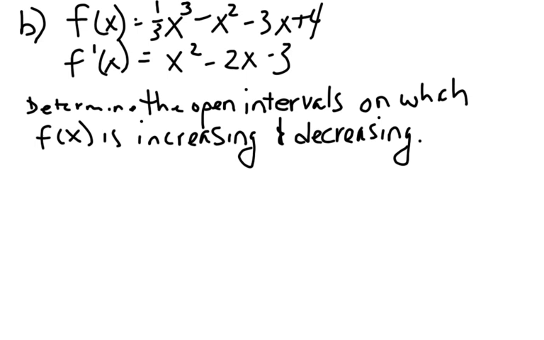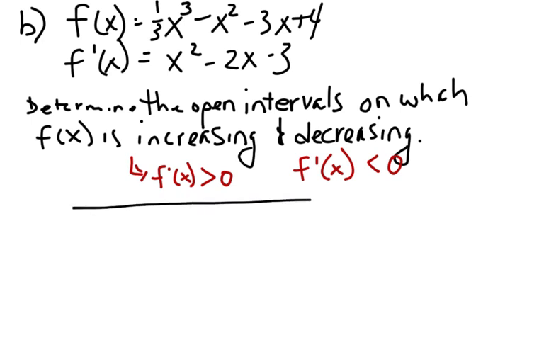Alright, so we learned from your note cards that a function is increasing if the first derivative is greater than 0, which means it's positive. So it's increasing when f prime of x is a positive number, and it's decreasing when f prime of x is a negative number. Okay? So if I were to set up a number line for this function, and put my critical values on it, which were -1 and 3. We figured those out from part A of this problem.